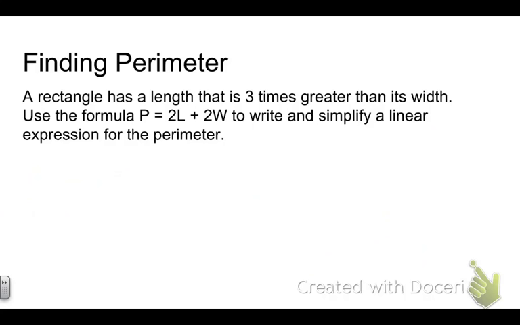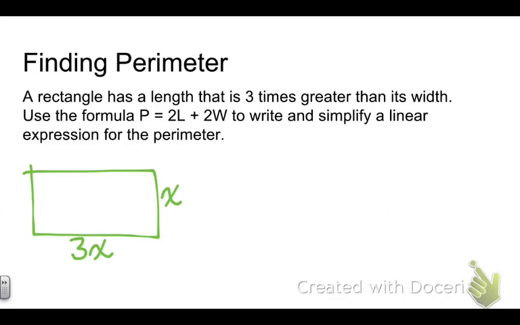Alright, finally what I want to look at is finding perimeter. If you have a rectangle that has a length that is 3 times greater than its width, use the formula P equals 2L plus 2W to write and simplify a linear expression for the perimeter. That just gave us a whole lot of information. The first thing I want to do is just draw or sketch a little example. There's my rectangle. If my length is 3 times greater than my width, well, here's my width, x, and my length is 3 times greater, so that's going to be 3x.